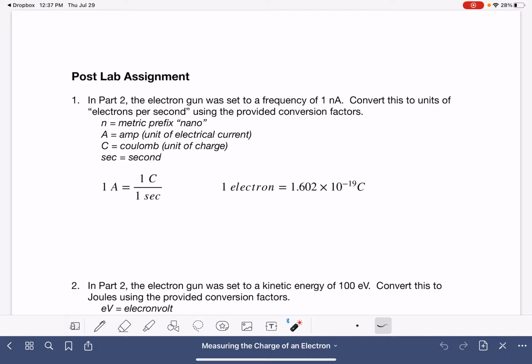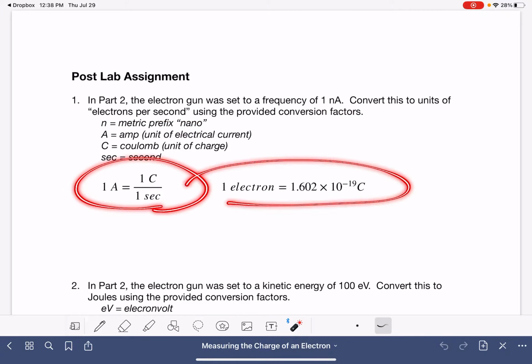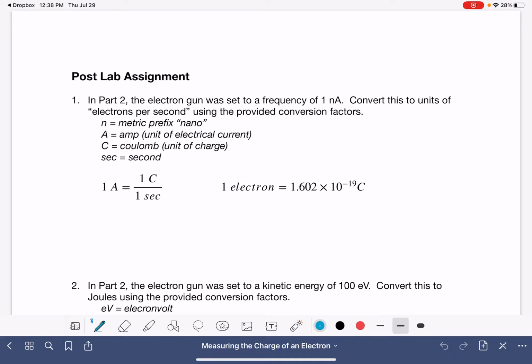The first question is asking you to convert a frequency of 1 nanoamp into units of electrons per second. And the conversion factors that you're going to need are right here. So to solve this, the first thing that you're going to do is take that 1 nanoamp and convert that into amps. That's just going to be a conversion out of the metric prefixed unit into the metric base unit. The nano is a metric prefix. So this will be practicing just the same way you would convert a nanometer into a meter, just that type of conversion.